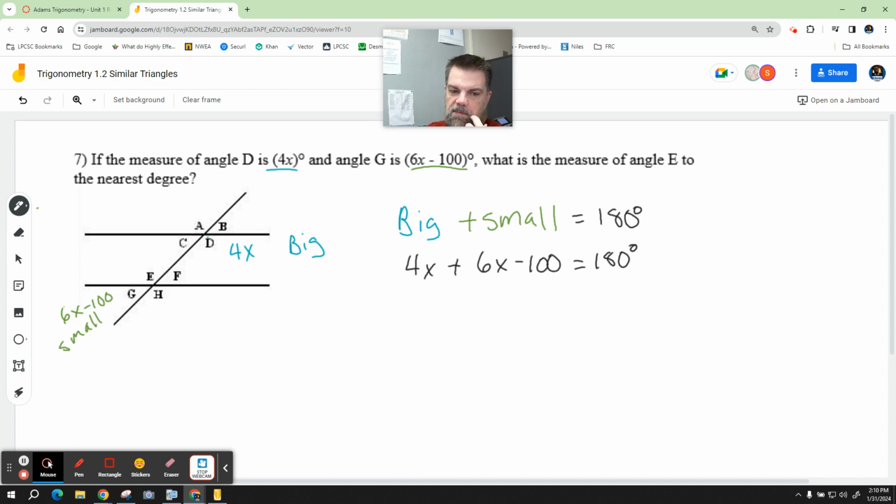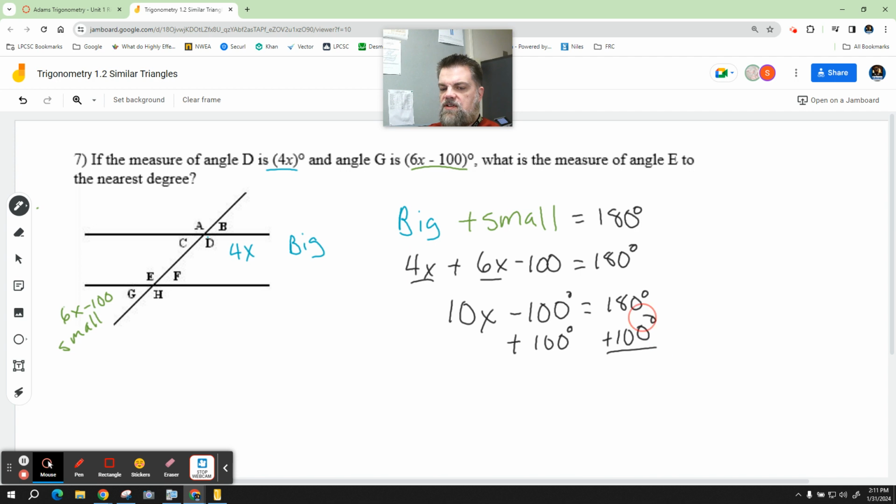Does that seem right? We're going to combine like terms. 4x plus 6x is 10x minus 100 equals, and that's degrees, 180 degrees. Now what do I do? Yep, we want to get x by itself. So I'm going to start moving stuff away from the x. I got to move the 100 first.